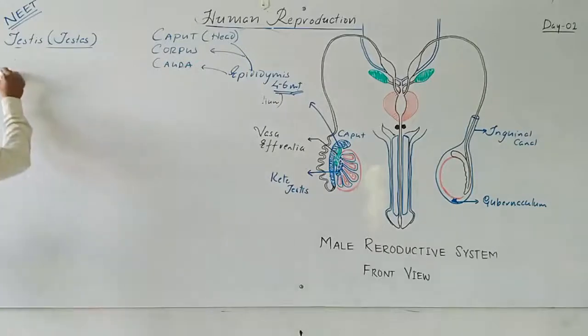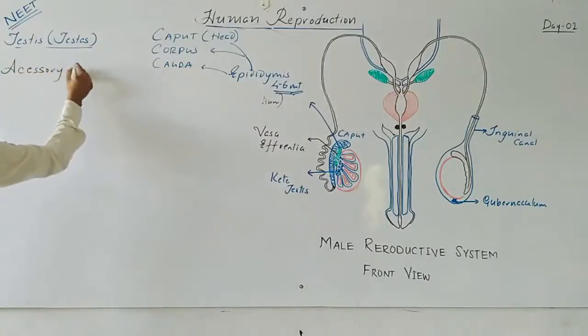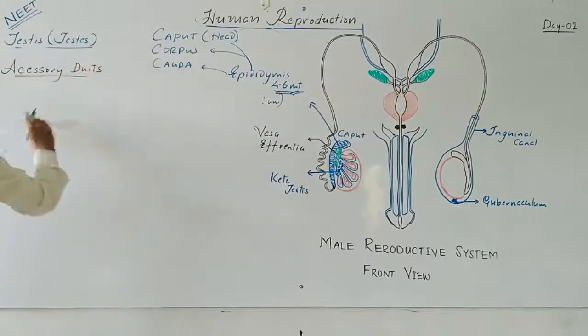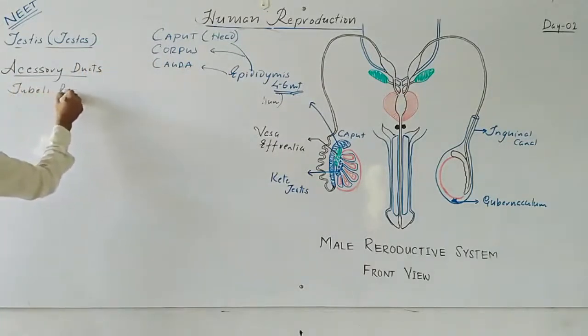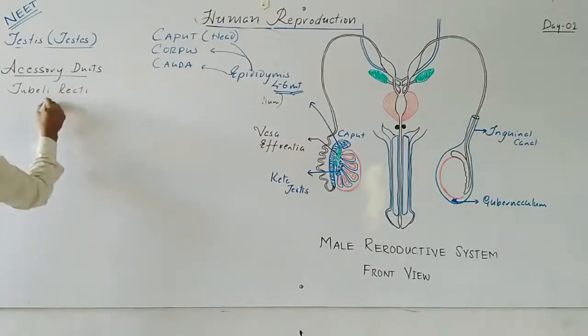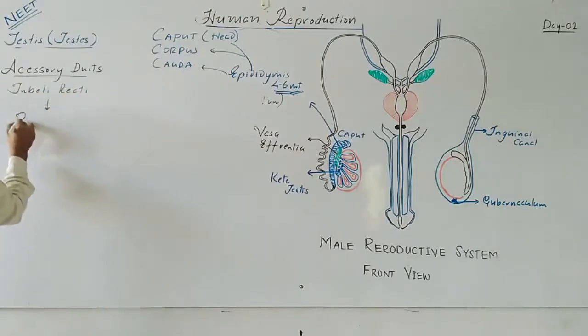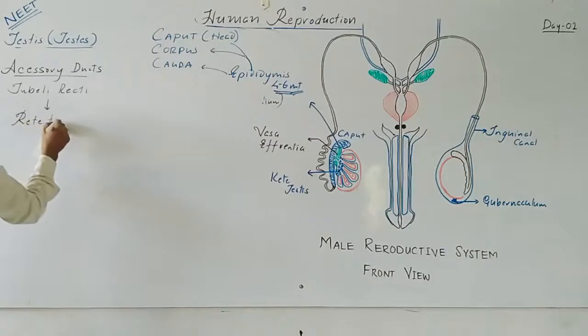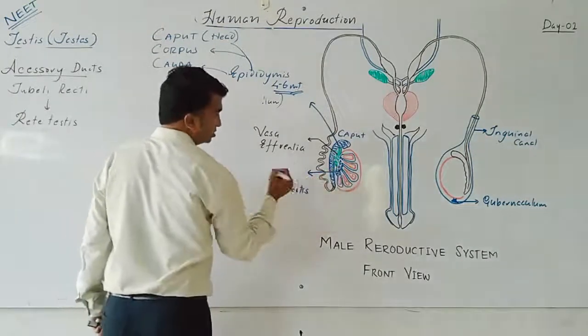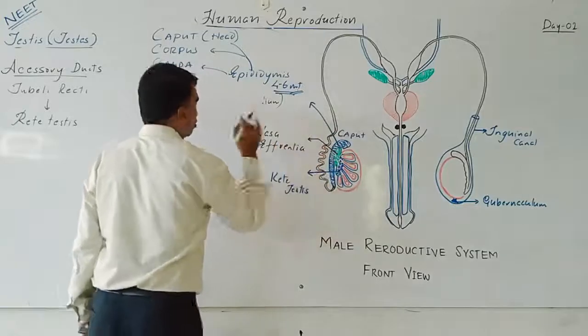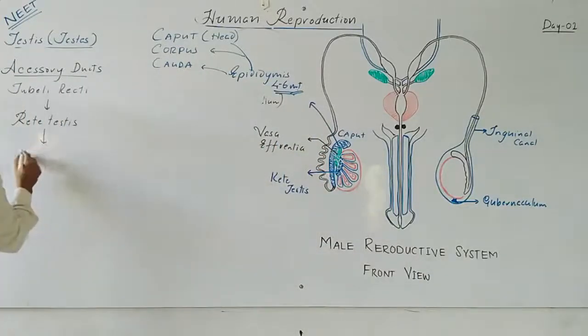Now the topic is accessory ducts. The first one is the tubuli recti. It leads into the rete testis. So this is the rete testis, an irregular structure. Then the rete testis opens into the vasa efferentia.